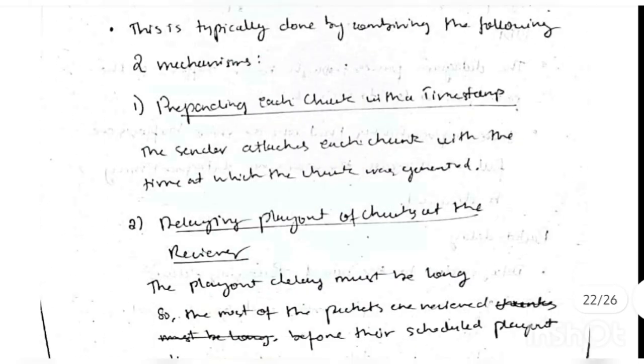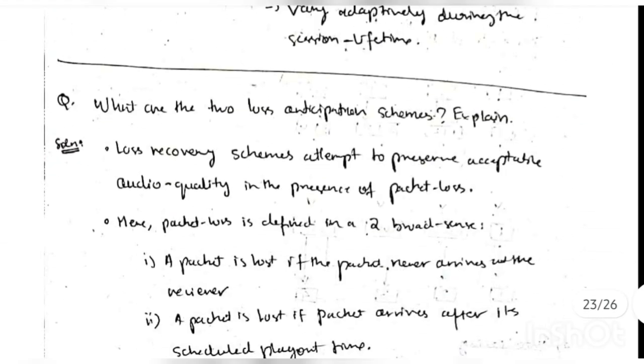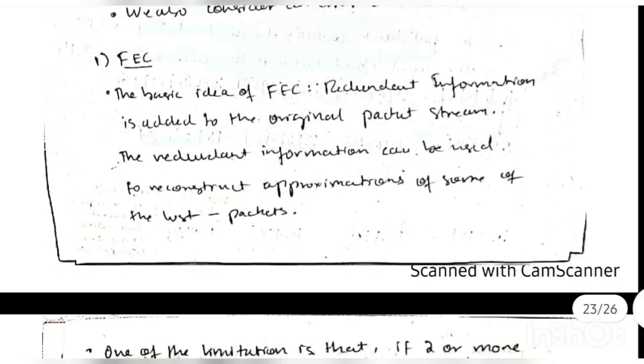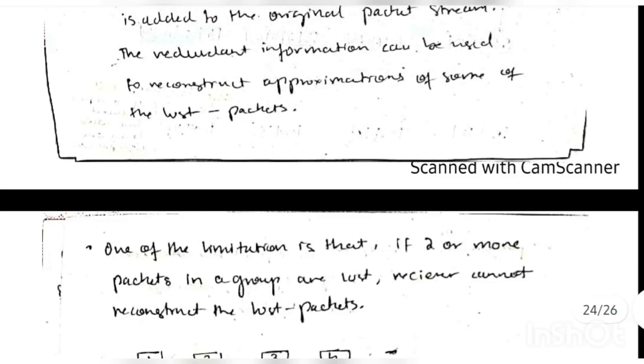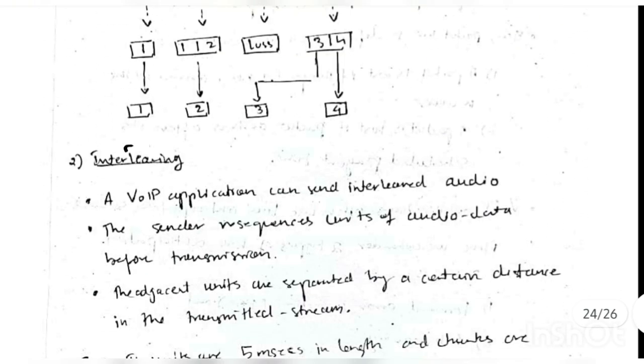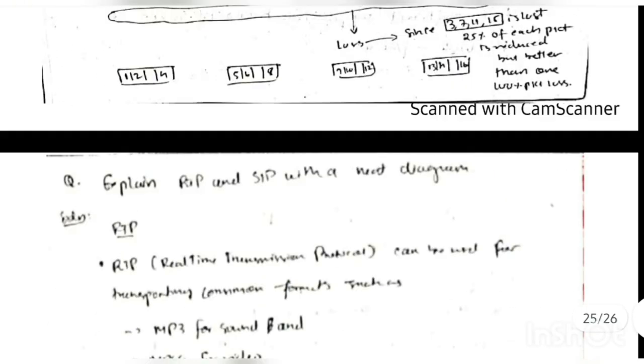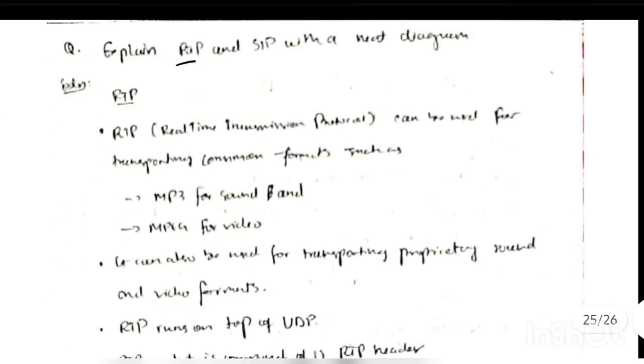After the IP service, the next one is about the 2 loss anticipation schemes. Here we have FEC and interleaving. These are the most repeated questions. And finally we have RTP and SIP, the real time transmission protocol and the session initiation protocol. So that's all we have in module 5.